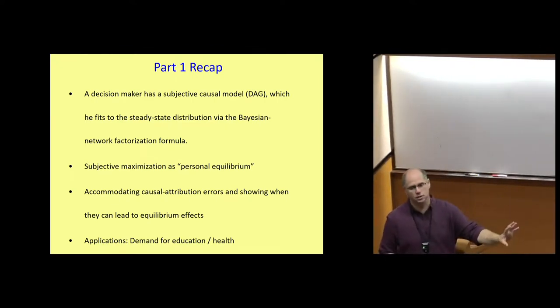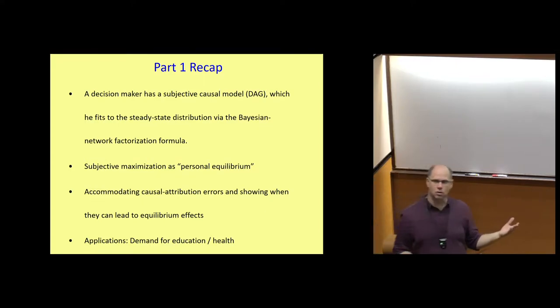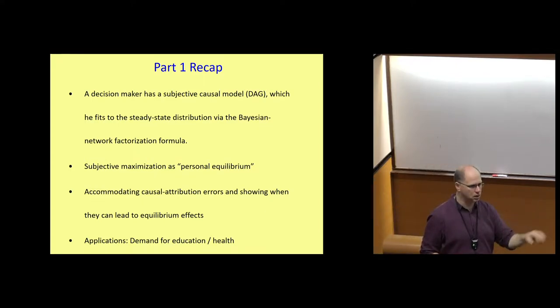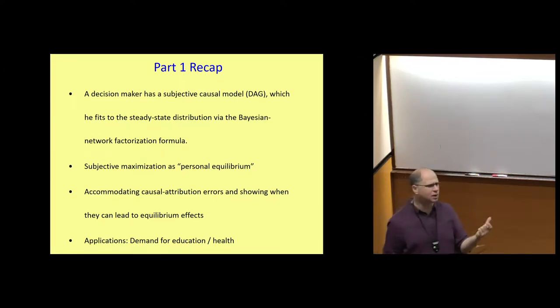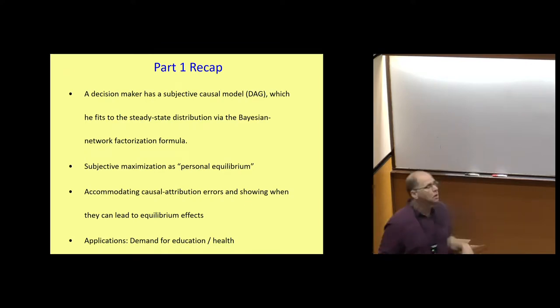And the belief formation model was very simple. There is a true objective distribution, that's the steady state distribution. The agent fits his own subjective causal model to the data by factorizing the true distribution according to his graph. That spits out a subjective belief. And then he uses the subjective belief just as in the standard model.